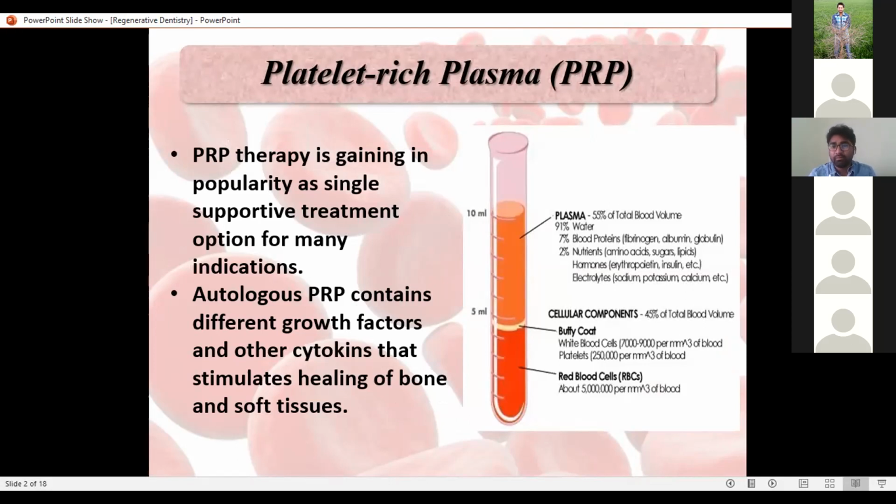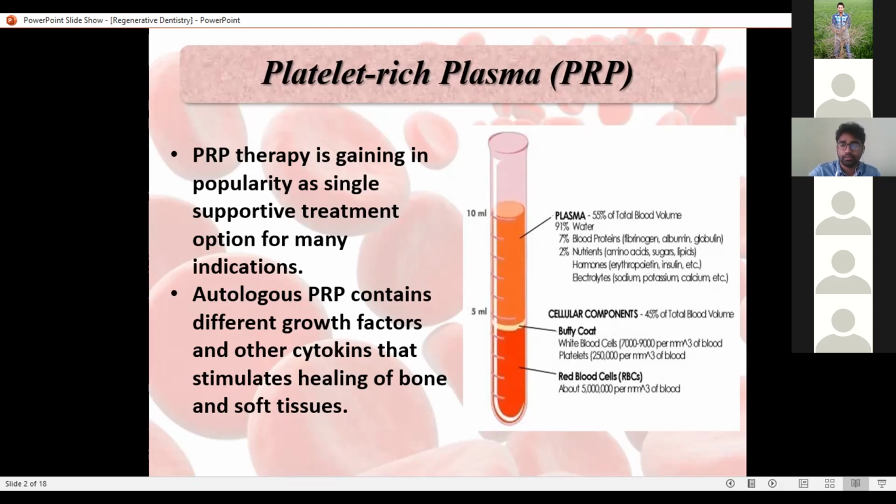If you take 10 ml of blood, approximately it contains 55% of the plasma. Can you hear me? Yes, we can.